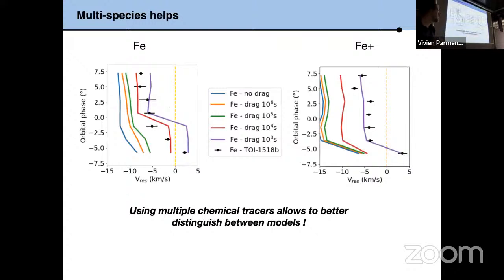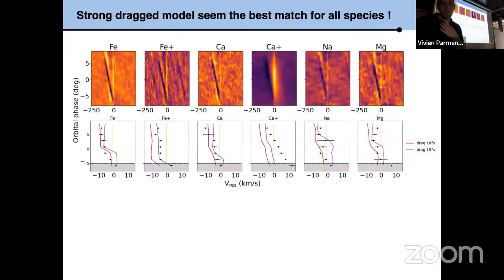The cool thing in this paper is that we can also look at Fe+. So we have 2 different chemical tracers in the atmosphere. They probe different parts of the atmosphere, so they probe different parts of the wind pattern. You can see that, for example, Fe+ is much more affected by the drag here, and so it allows us to distinguish a bit more between the different models. I'm almost done. It works for all the species, apart from Ca+, but Ca+ is really high in the atmosphere, so maybe there's something else.